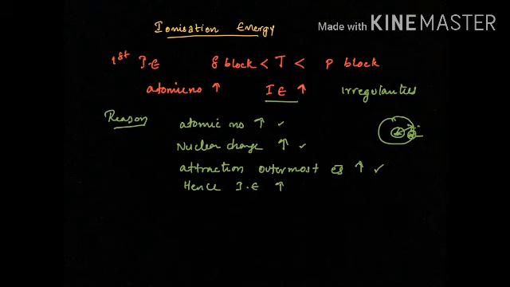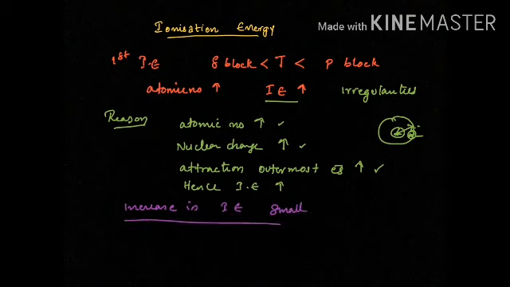After some time, when we go across a transition series, you can see that the increase in the ionization energy becomes small. Even though it is increasing, sometimes it is almost constant. There are some irregularities happening here. The increase in the ionization energy is becoming small.